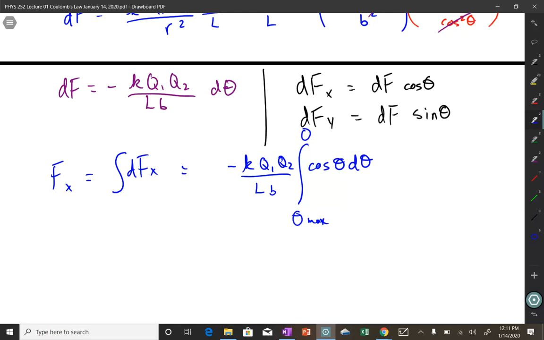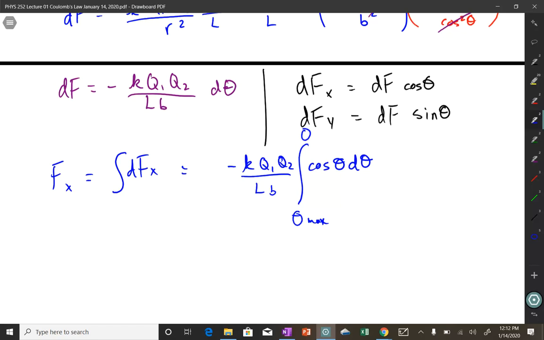I made this sign error myself this morning when I was preparing. That's why I went through to make sure I wouldn't have a sign error in my lecture. Because always, you just want to go from 0 to theta max, right? But with our definition of y, it turns out we have to go from theta max to 0. Or you could change the sign and make it positive k q1 q2 over LB, integral from 0 to theta max. But we'll leave it this way.